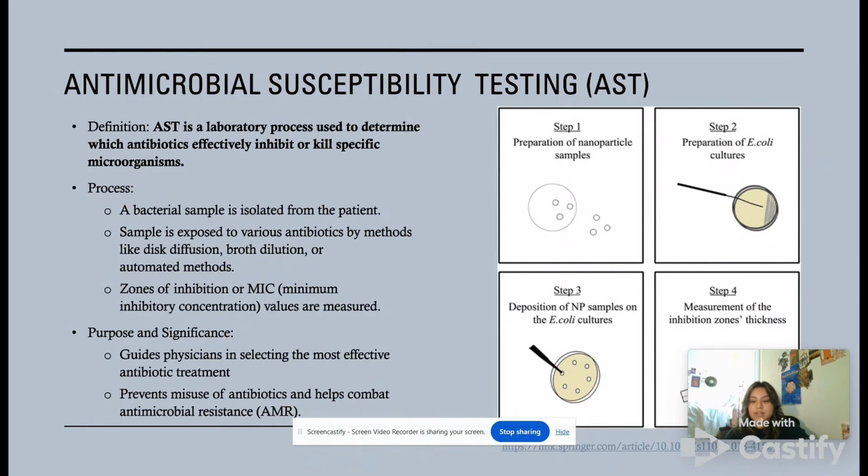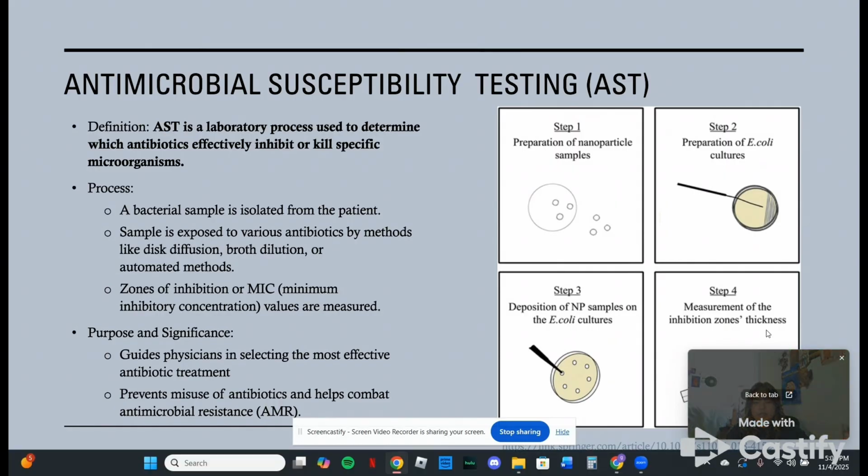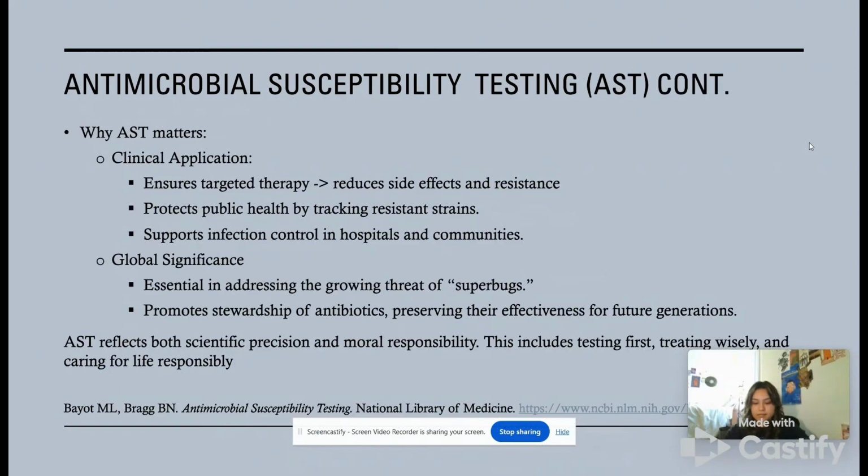The main purpose of AST is to guide physicians in selecting the most effective antibiotic for treatment. This helps ensure patients receive the right therapy, prevents the misuse of antibiotics, and plays an important role in combating antimicrobial resistance. AST matters because it ensures targeted therapy, which reduces side effects and the risk of resistance.